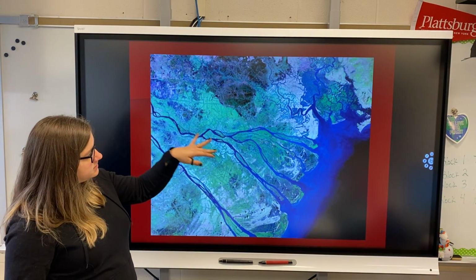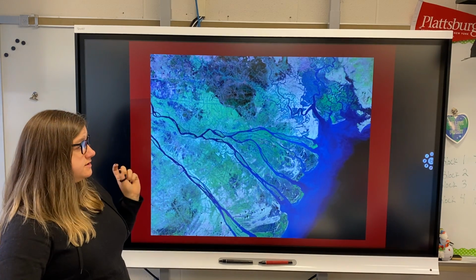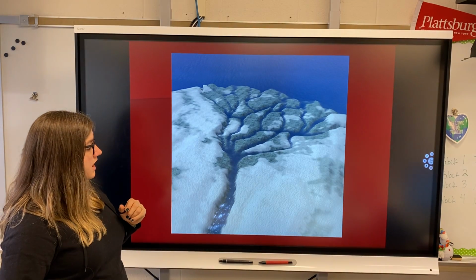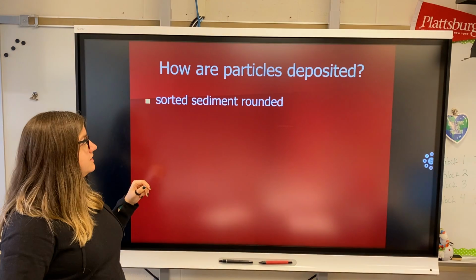So here's another delta. The water's flowing in this way, so it creates lots of little waterways. There's little deltas all over Florida too. This is a computer-generated delta. This still gives you the idea.